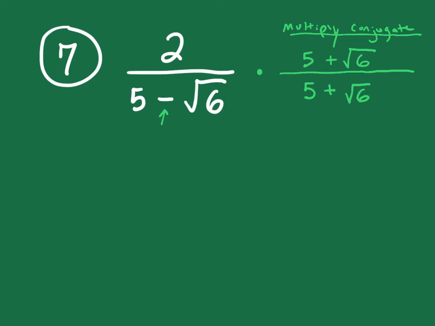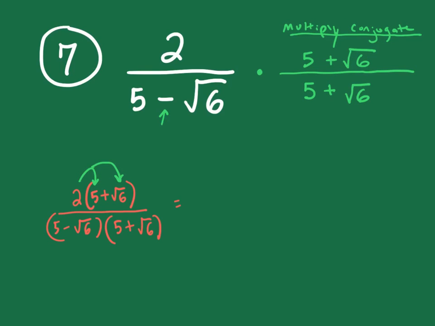And while you're working on this, you may not necessarily write it out like this, but just to highlight exactly what's happening. We've got 2 on top times that binomial. So 2 times 5 plus square root of 6. And then on bottom, we've got the one binomial, put that in parentheses, times the other. And then on bottom, you can FOIL.